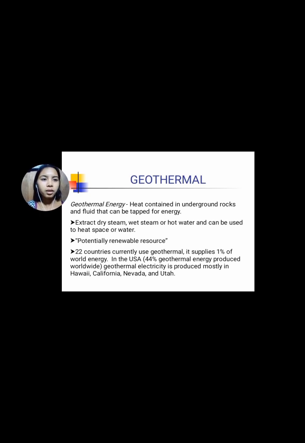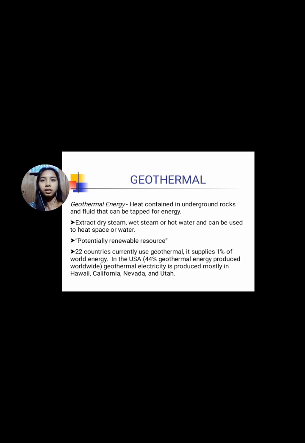Geothermal energy is heat contained in underground rocks and fluid that can be tapped for energy. It is a mixture of dry steam, wet steam, or hot water and can be used to heat space or water. It is a potentially renewable resource. 22 countries currently use geothermal. It supplies 1% of world energy. The USA produces 44% of geothermal energy worldwide. Geothermal electricity is produced mostly in Hawaii, California, Nevada, and Utah.